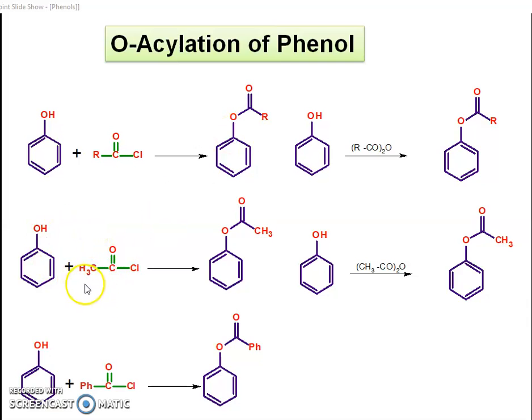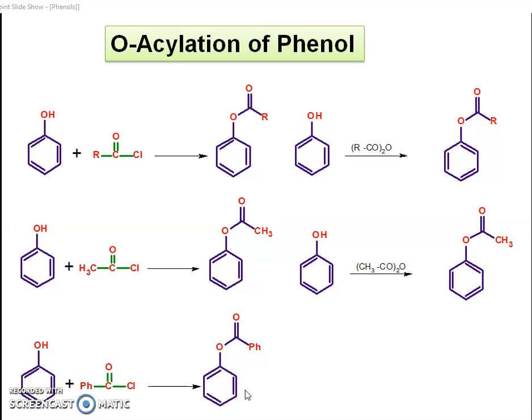Similarly, in another reaction, this phenol is treated with acetyl chloride. Then the hydrogen and Cl are replaced as HCl, and the acetyl group is attached to the oxygen. So acetylation takes place at this oxygen atom, and we get this product. Next, we treat the phenol with benzoyl chloride. Then the Cl and hydrogen are replaced, and the benzoyl group is attached to the oxygen. So in this final reaction the benzoyl group is attached to the oxygen, and this is the product.